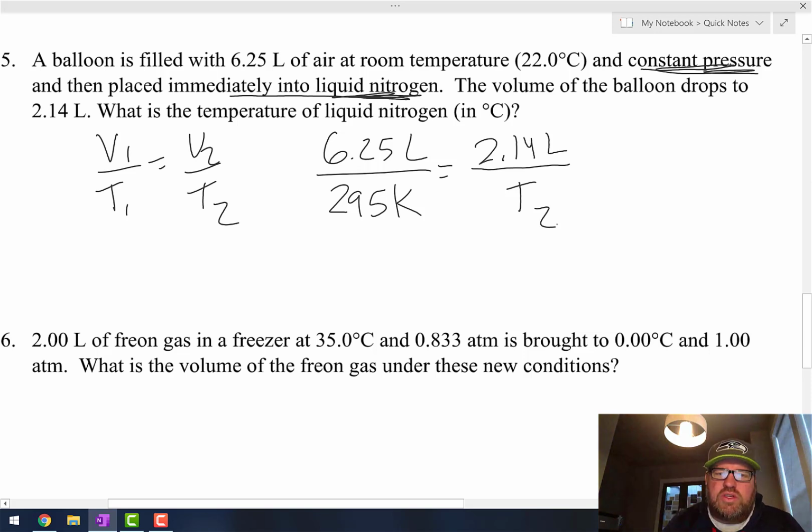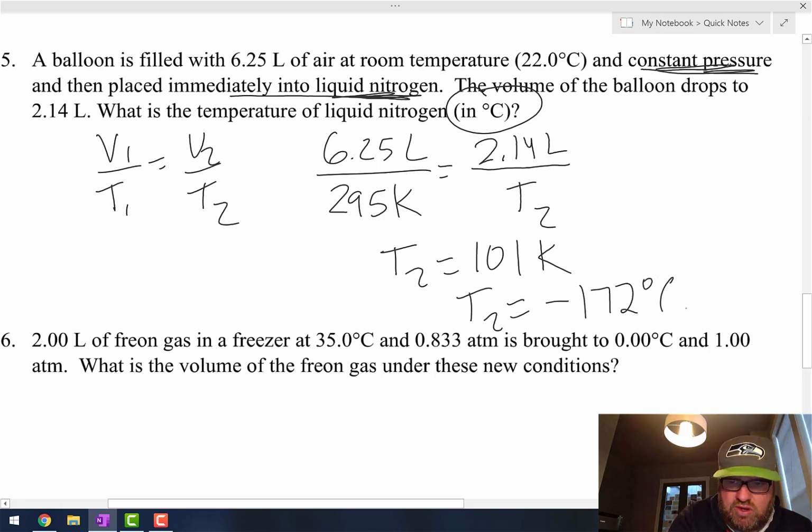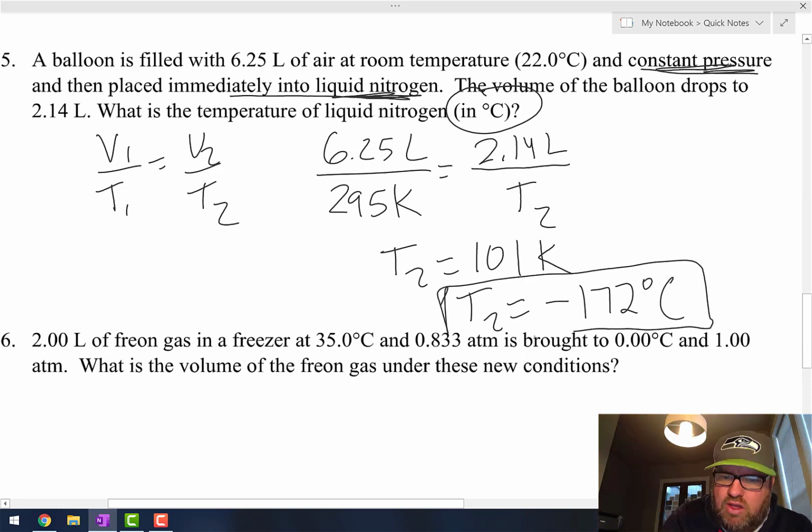So again, like always, cross multiply, then divide. So 295 times 2.14 divided by 6.25 equals a temperature of 101 Kelvin. Remember that's in Kelvin and they want it in Celsius. So now we have to subtract 273 from that. So the final temperature is about negative 172 degrees Celsius. So liquid nitrogen is real cold.